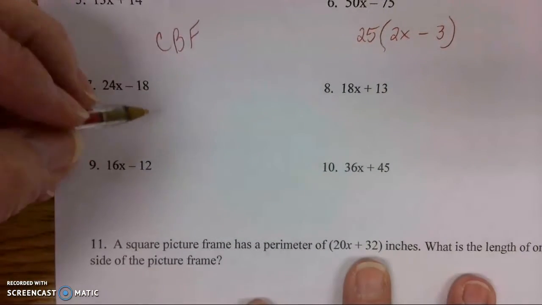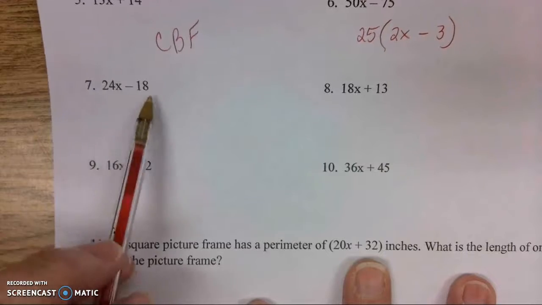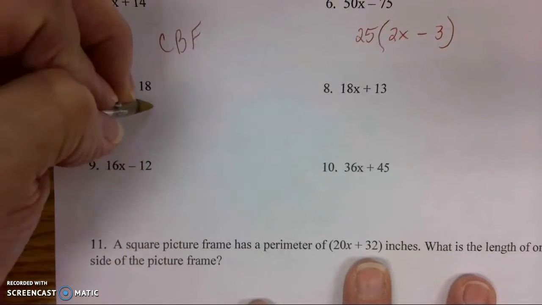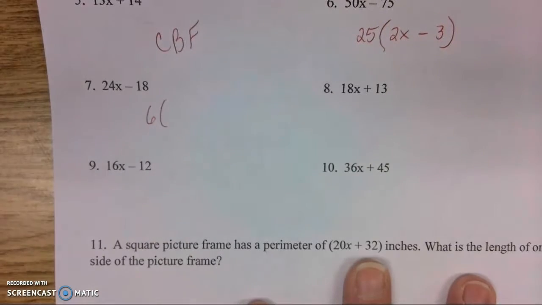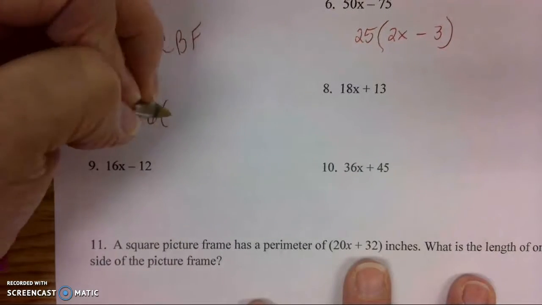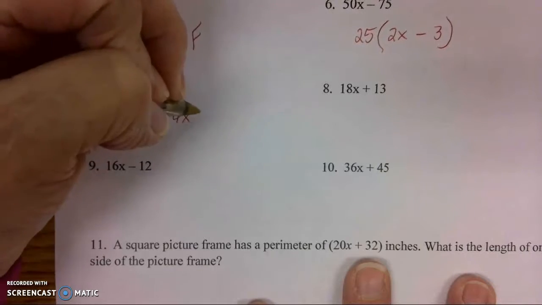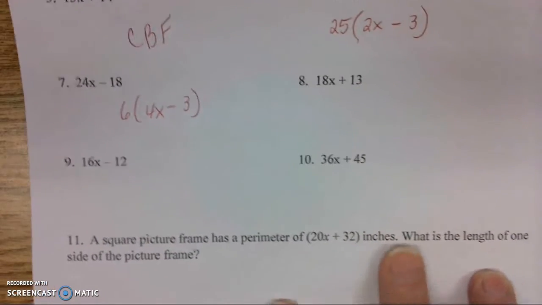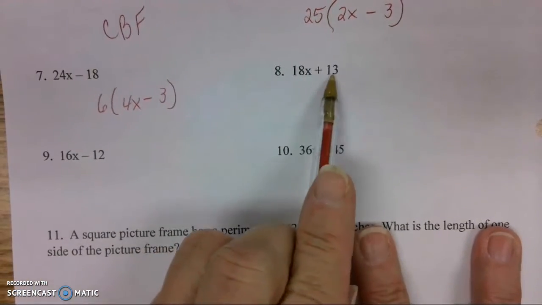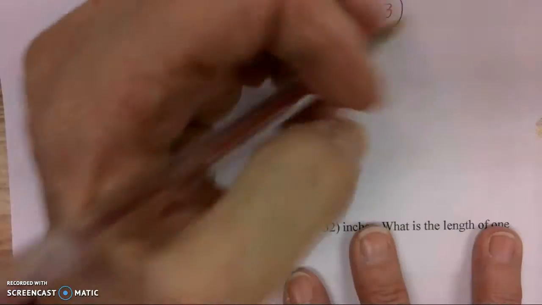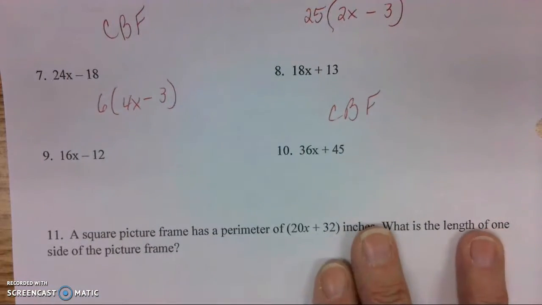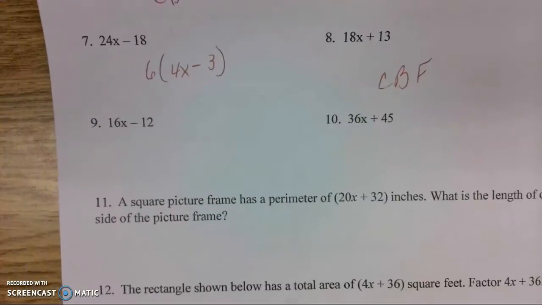On number 7, again, I could factor out a 2, I could factor out a 3, but I could also factor out a 6, and that's my greatest common factor. 6 times 4 is 24. 6 times 3 is 18. On number 8, I've got a 13 and an 18. Only factor they have in common is 1, so it cannot be factored.